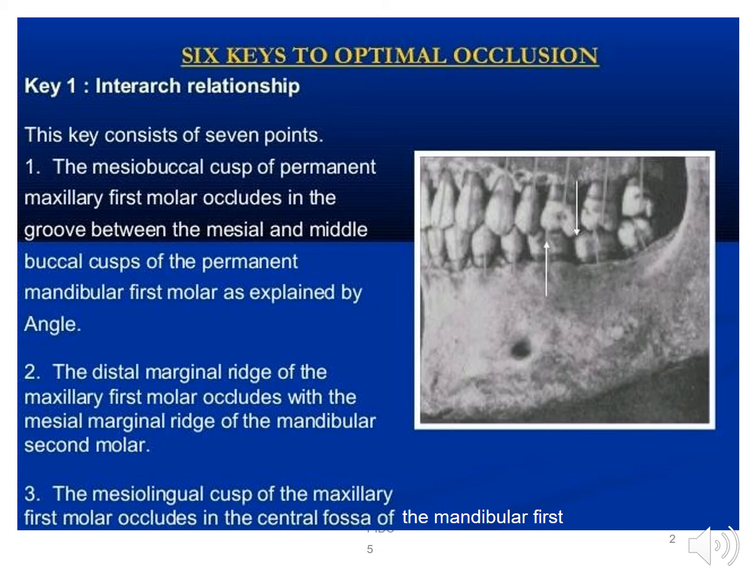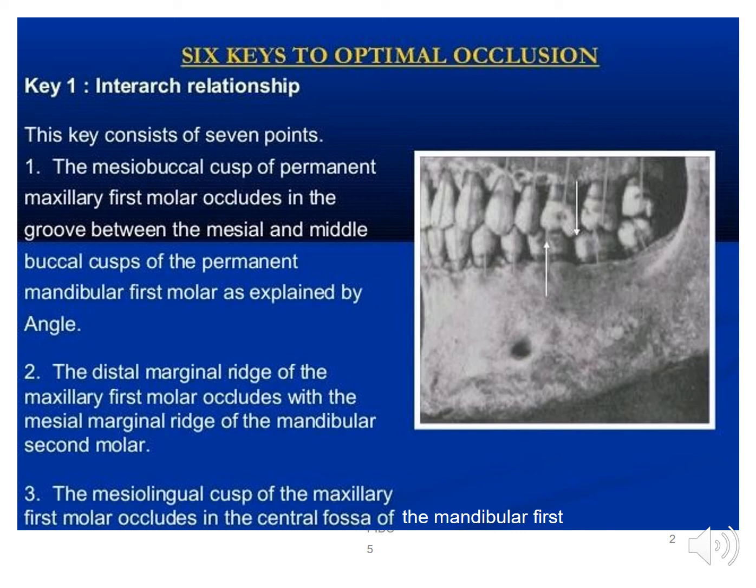Key number 1 is inter-arch relationship. This key consists of 7 points. The first one: the mesiobuccal cusp of the permanent maxillary first molar occludes in the groove between the mesial and middle buccal cusps of the permanent mandibular first molar, as explained by Angle.